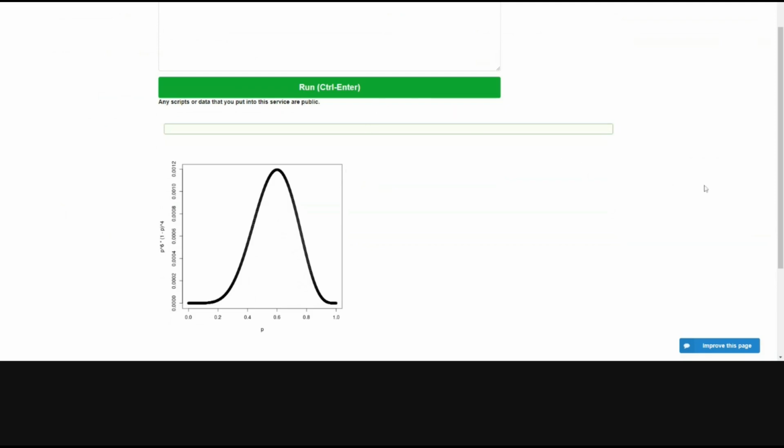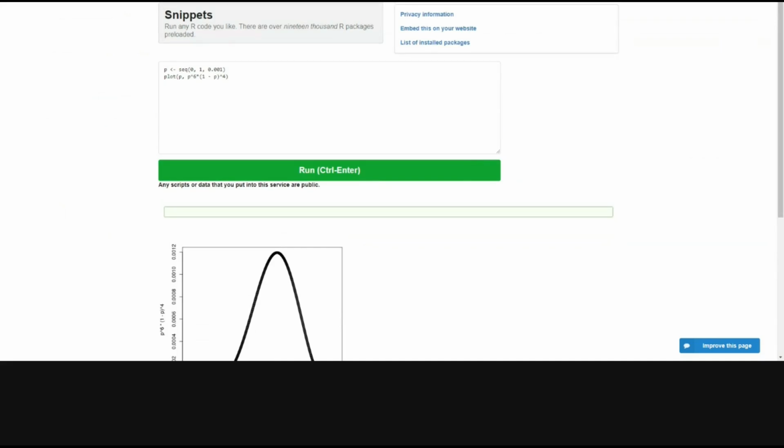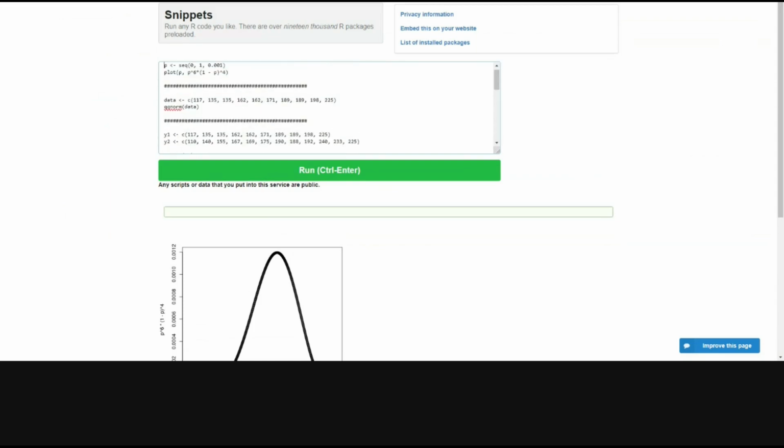The other thing that I want to show you is this one. As I said, all this code is found on our page. So let's look at another sequence of code.